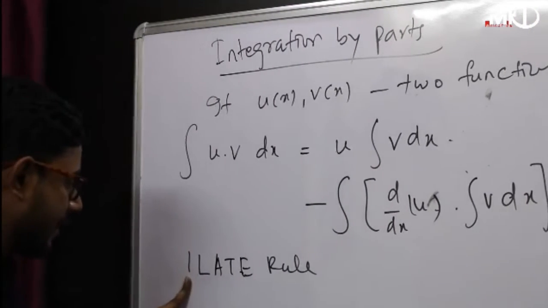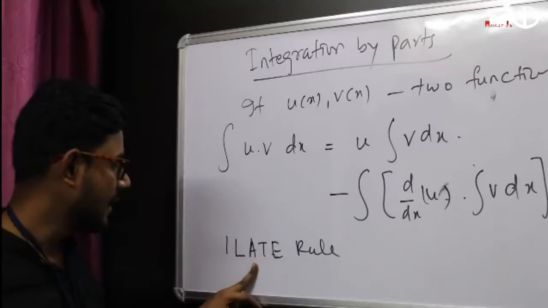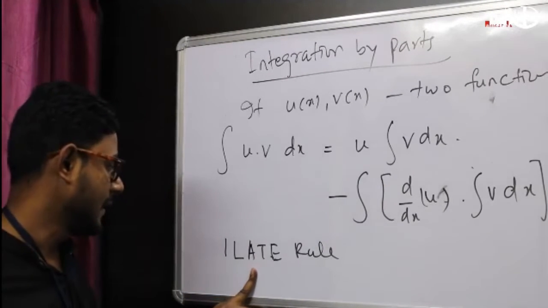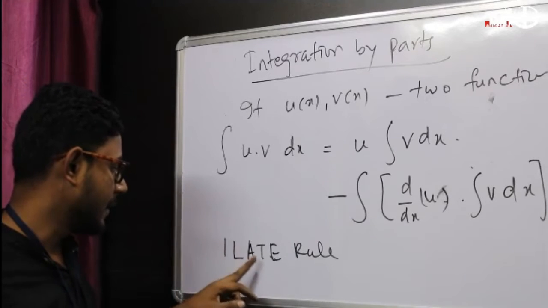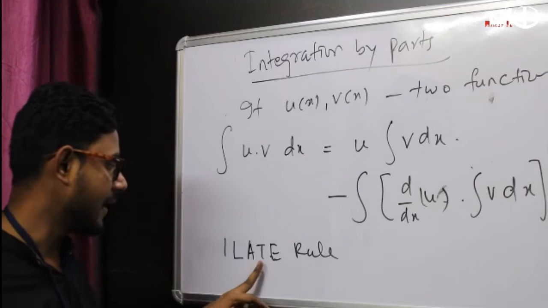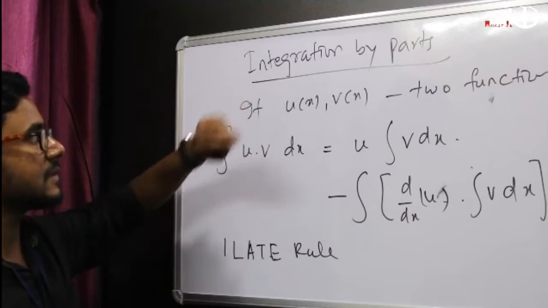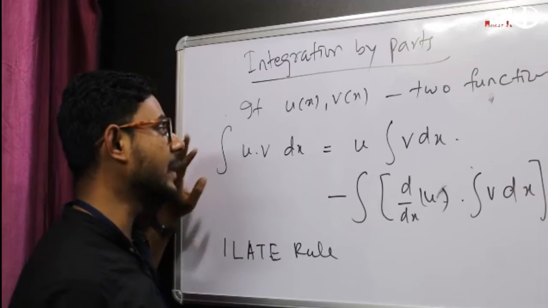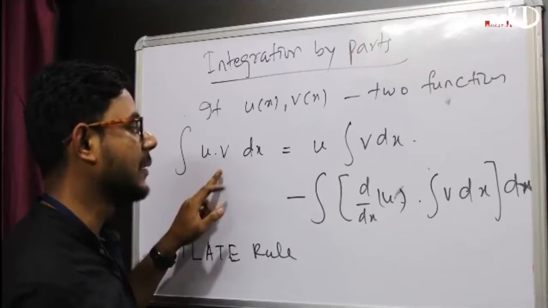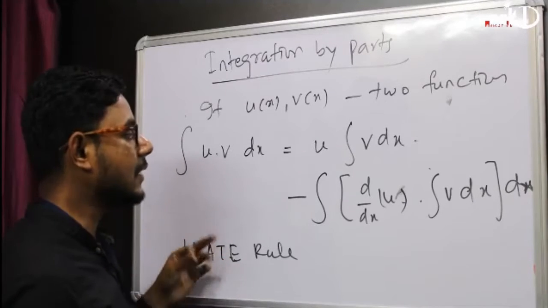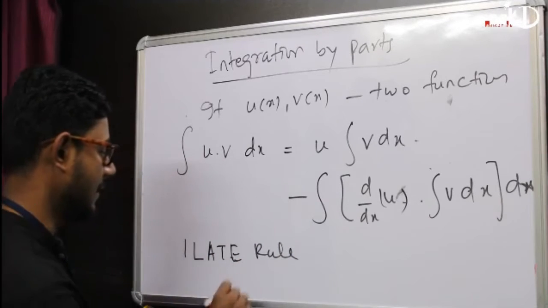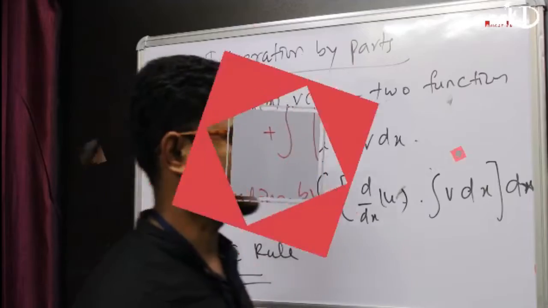If there is an inverse trigonometric function and another is an algebraic function, then we take the inverse trigonometric function as the first function and the algebraic function as the second function. And if there is a trigonometric function and an algebraic function, then we always take the algebraic function as the first function and the trigonometric function as the second function. In integration by parts, it is very important to choose the first and second function, because if we choose a different way, then our method of integration will become very complicated. So always use this ILATE rule to choose first and second function.